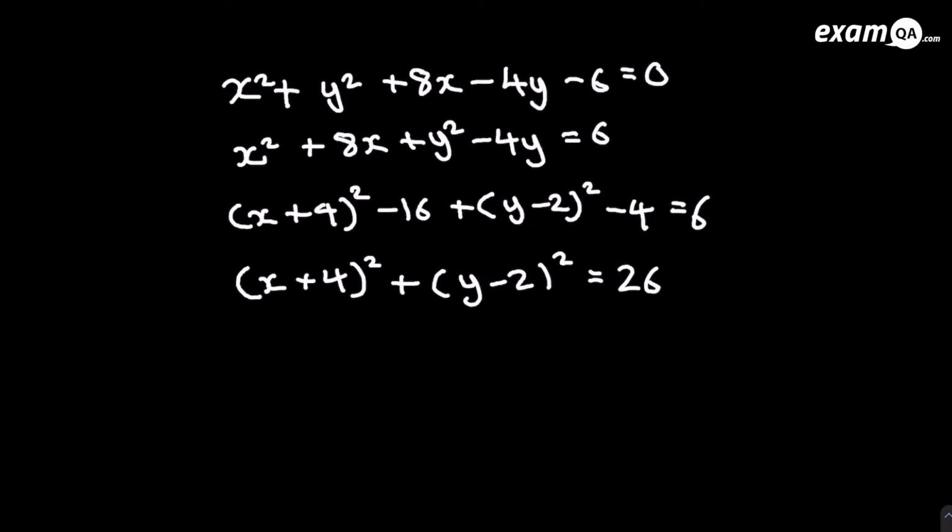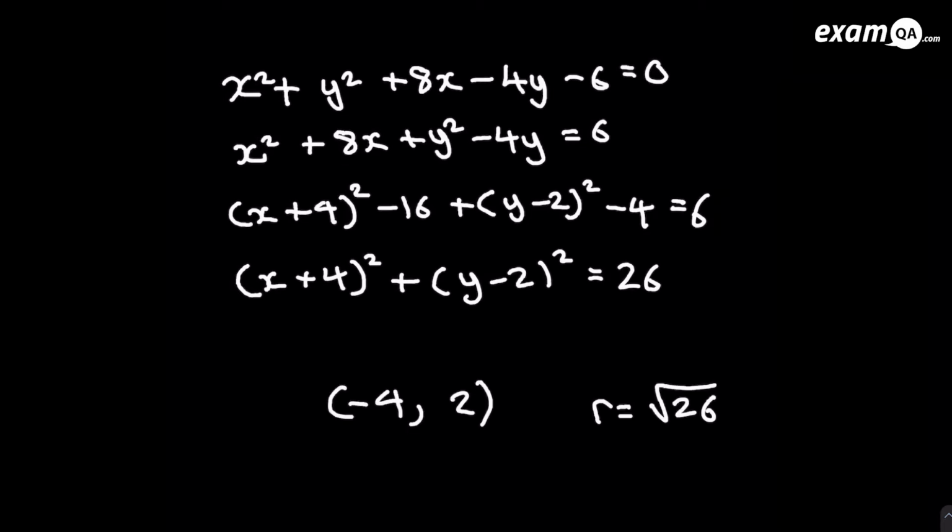Those extra numbers we've got here, minus 16 and minus 4, we'll throw to the other side. Now we're happy, we've got it in the form we like. And we can see what the center is and what the radius is. Now you should be able to say what the center is. Hopefully you said (minus 4, 2), and the radius is root 26.